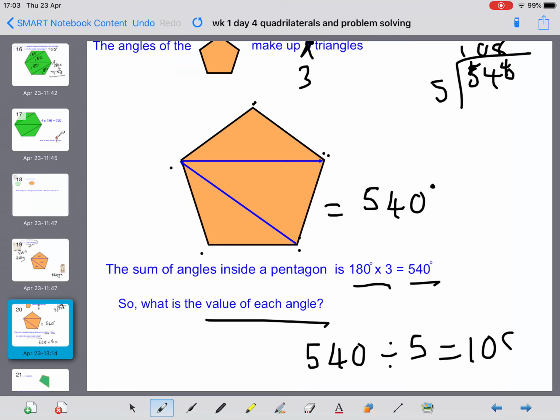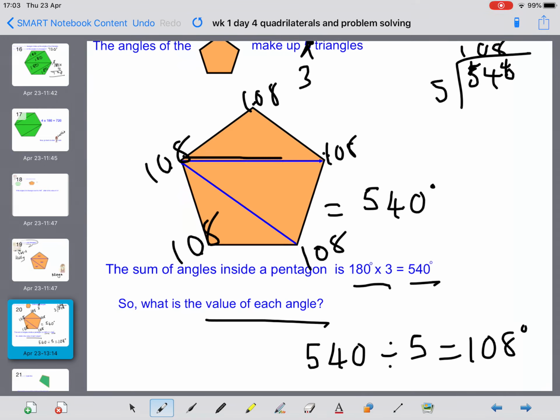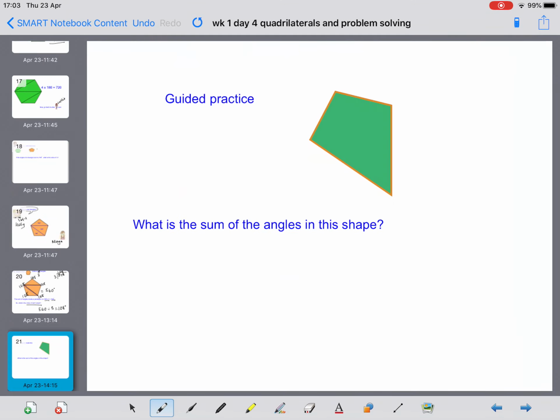There you go. Equals 108 degrees. So each angle in a pentagon is 108 degrees. Okay. So you can see that you can use what you already know. By dividing it into triangles, you've been able to use that knowledge to work out the pentagon.